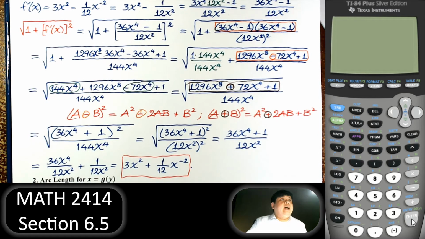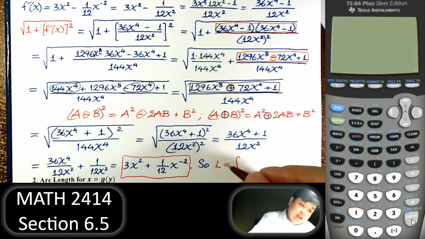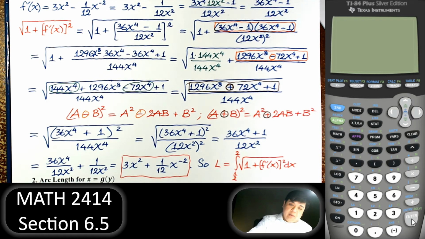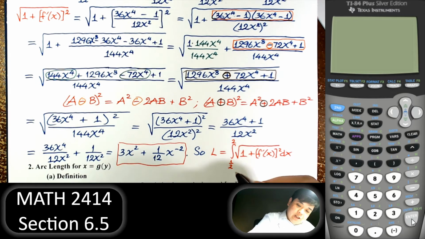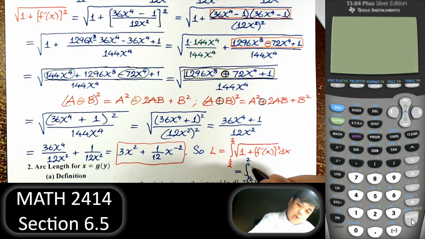So pretty much that. And bottom line, like I said, we will not have enough space to do this problem, but at least we write out the integral from 1/2 to 2 of the square root of 1 plus derivative squared, which will be equal to the integral from 1/2 to 2. We're going to use this, 3x squared plus 1 over 12 x to the negative 2, dx.